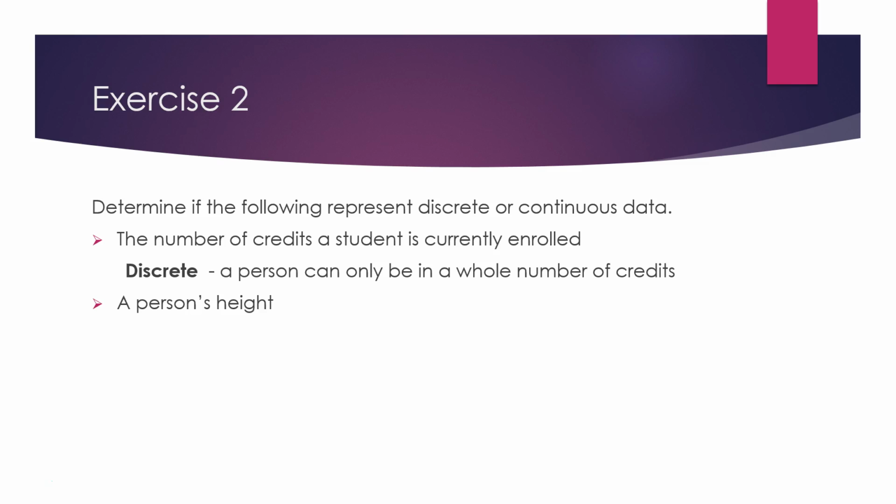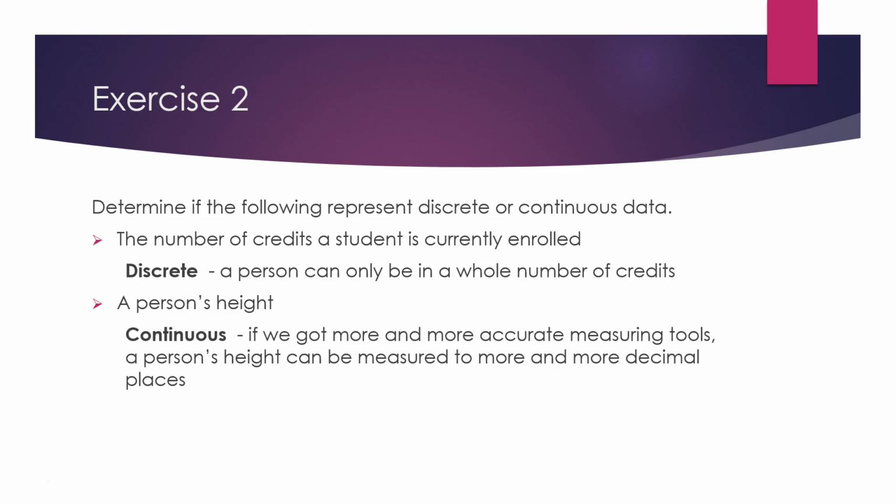The next example is a person's height. If we measured a person's height with a meter stick, and then we got a more precise measuring instrument that let us see in between smaller tick marks, this is something that we could keep on doing forever in theory. We can get more and more decimal places on this person's height. So this is going to be an example of continuous data. The more accurate the measuring tool we got, the more decimal places we would be able to obtain on the person's height.